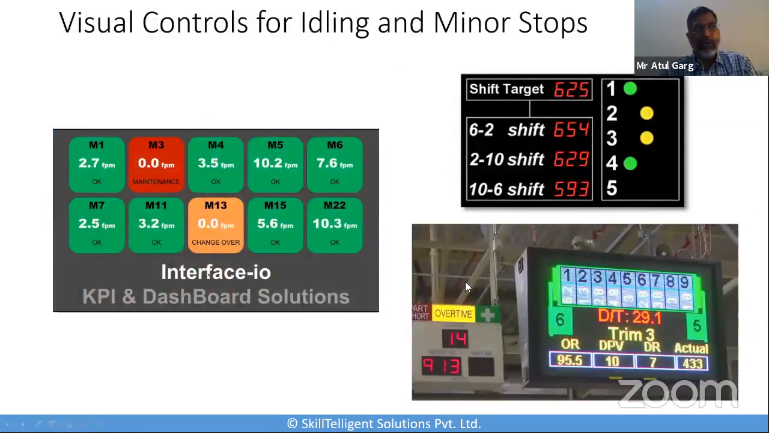So if you have visual controls in this, where every small stop is being calculated and tracked and displayed on a display board, electronic status board, or a board which tells me that this is under a changeover, this is running okay, this is in maintenance, this one is under a small stop, or things like this, then it helps in identifying that a stop is actually happening. And the data, once recorded and captured, can also tell you later how many stoppages happen. Then you can actually look into them and try to resolve them. So these things again help you to control the various losses because of idling and minor stops.